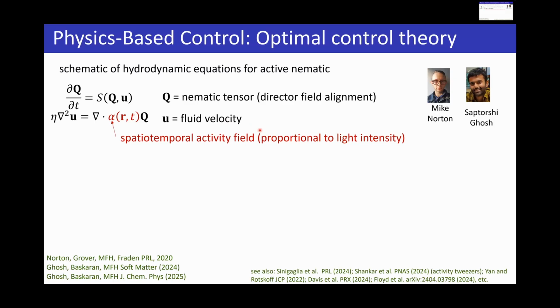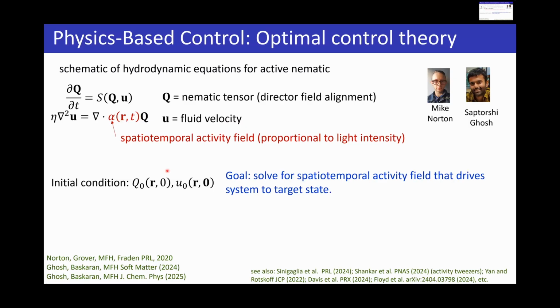And the idea is we take essentially the set of equations that I just showed you, except now because there's a spatiotemporal activity field that's being controlled by light intensity, our alpha, the activity parameter, can now depend on both space and time. And the idea is, given an initial condition, what is that sequence in space and time of alpha that drives it to some particular target state? And that target state is some prescribed function of the director field and/or the velocity field. And so this is a boundary value problem.